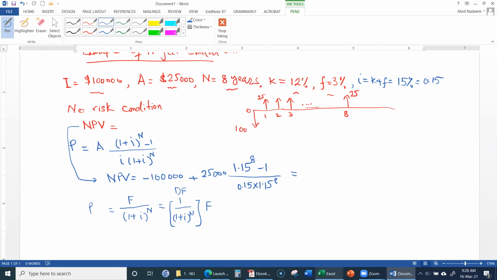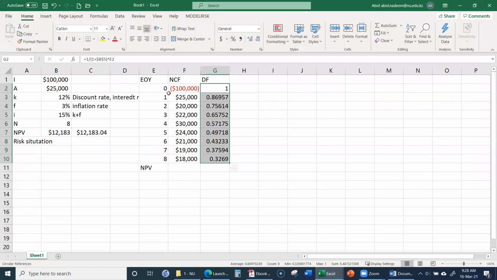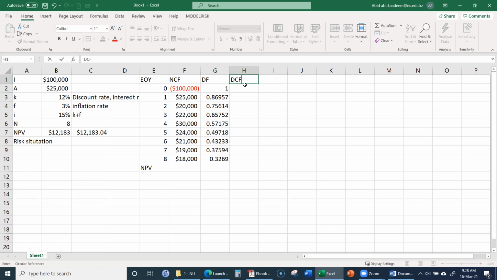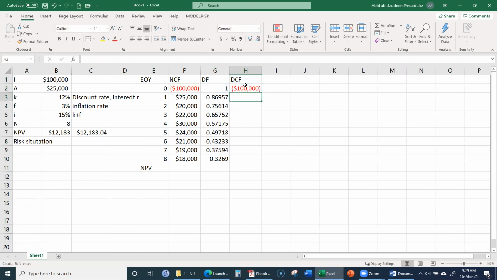Here you can see that for year 0, n is 0, so 1 plus i to the power n. So the discount factor, then the discounted cash flow will be equal to the discount factor multiplied by the cash flow in that year. So it will be this one. And in this way, we can get all these discounted cash flows.